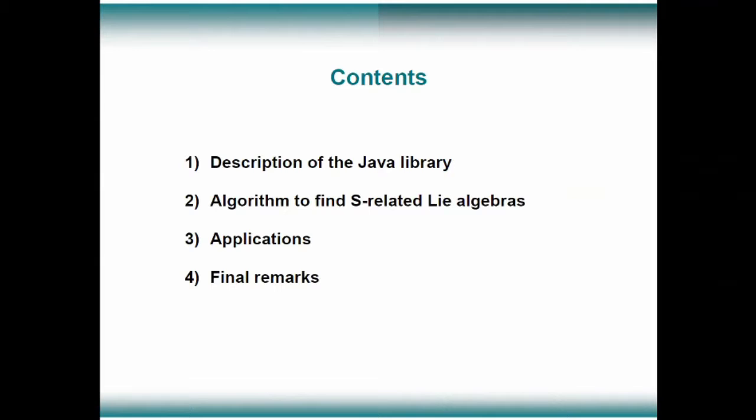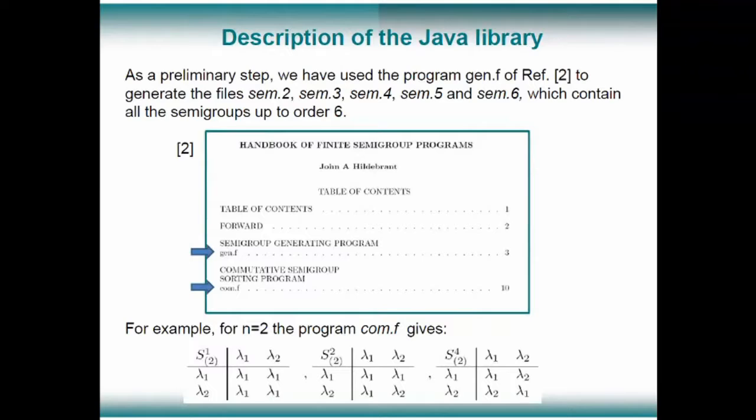So I'm going to be showing a little bit about the library we have with us. Well, as a preliminary step, we needed the multiplication tables. To get those, we used a Python program given by Hildebrand in a nice paper. In that paper, it was supposed that the program should work up to order 8. But we were only able to make it work up to order 6.